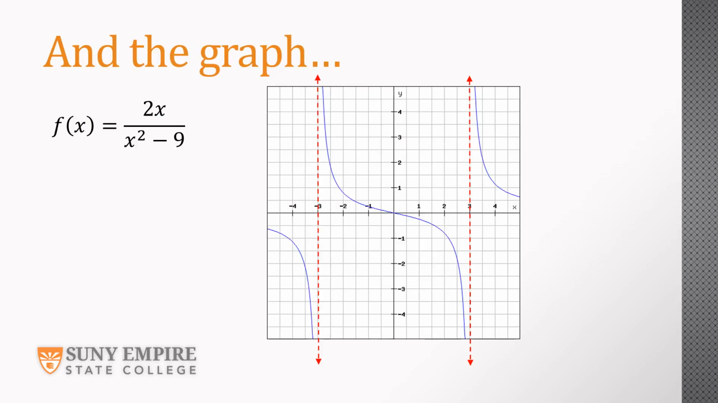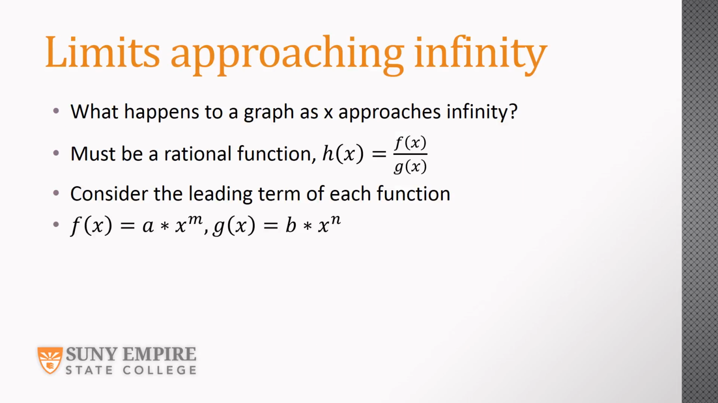We see the main part of the graph with the vertical lines at x equals -3 and at x equal to 3 drawn in. On one side of each of these vertical asymptotes, the graph approaches positive infinity and negative infinity on the other side. But what happens to a graph as we approach infinity? In other words, what is the end behavior of the graph?